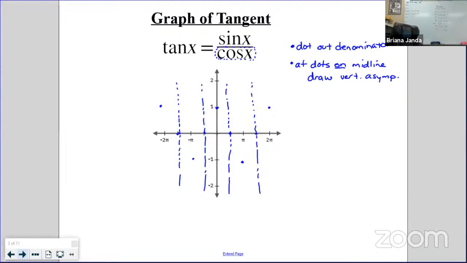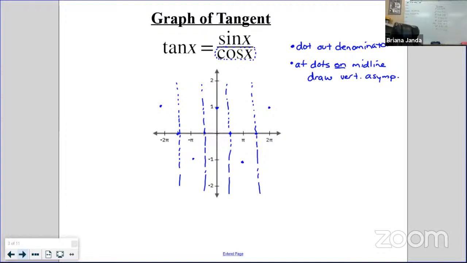Now, that's where the similarities stop, okay? For this next part, I will never do this again. This is the one and only time that you will see this. But okay, if cosine is 0, it made my tangent answer undefined. But what about those times when sine was 0? What if I put the 0 in the top? Okay, if I put the 0 in the top, 0 over a number is 0, right?